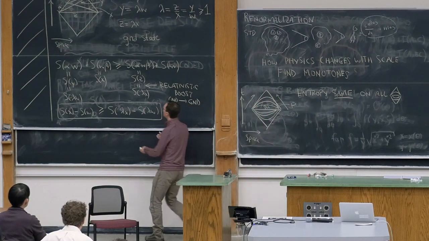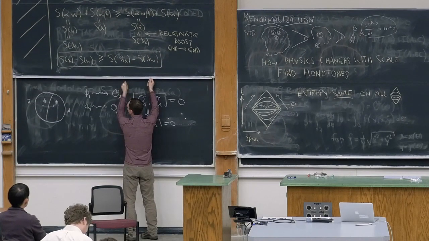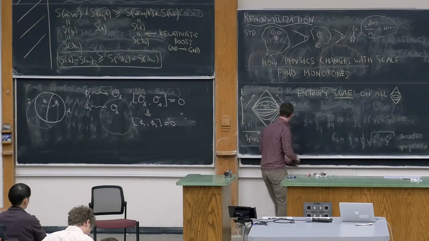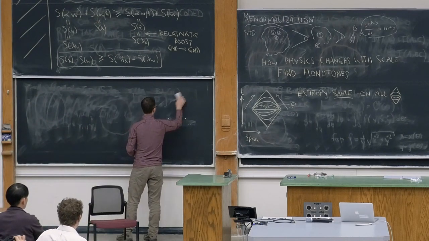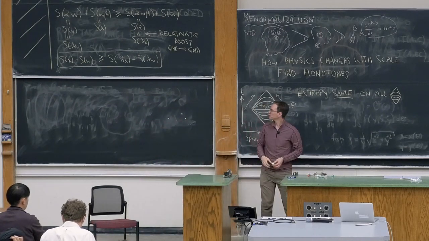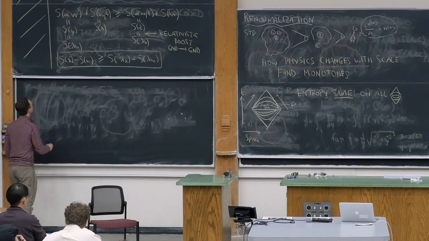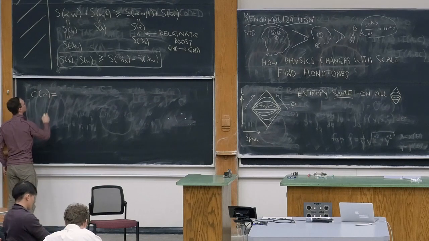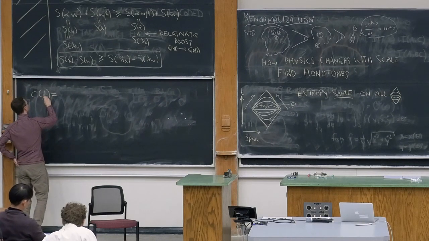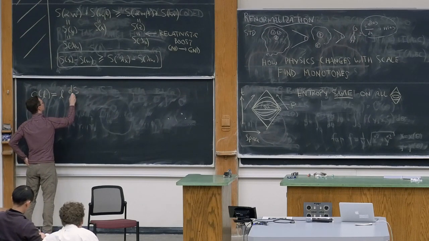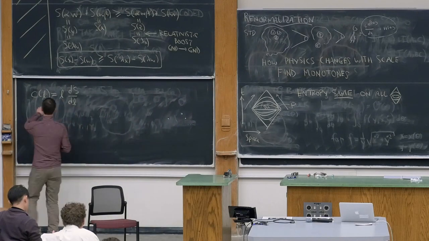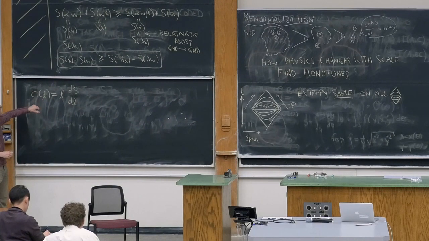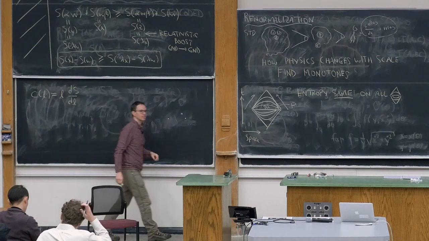And we can clean this up just a little bit. So there's our monotone. This is a function of the length of two intervals. But if you define C of L, for length, as the length times the derivative of the entropy with respect to the length, this is some function that's now just a function of one length. And it turns out this function is also monotone.